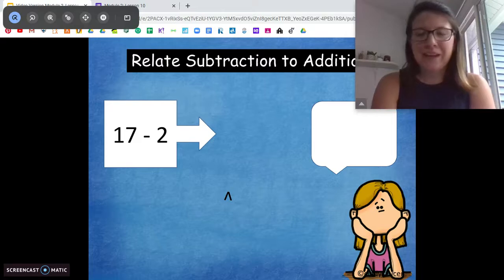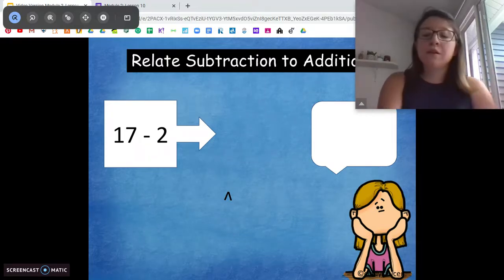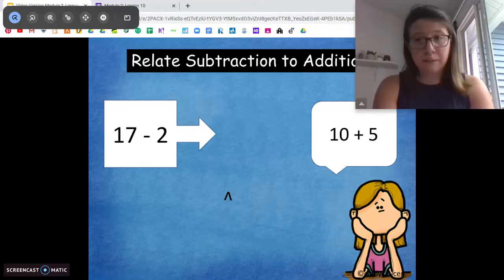Ready? Let's go over it. Don't get tricked by the 2. The steps are the same. 17 minus 2 is going to turn into 10 plus 5.